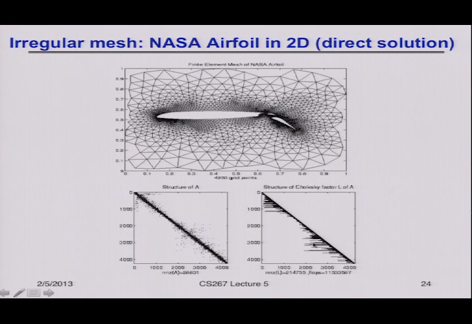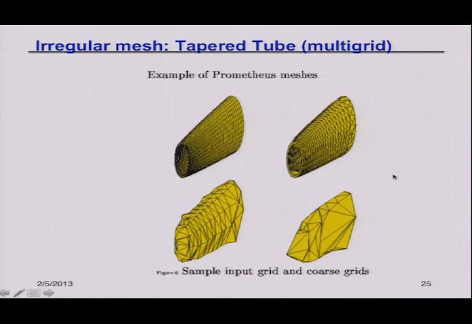And if I do Gaussian elimination on it, this is how it fills in. So again, there are obviously better ways of doing it. This is just sort of a pictorial tour of what real problems look like. So here's another example where my original problem is this tapered tube.